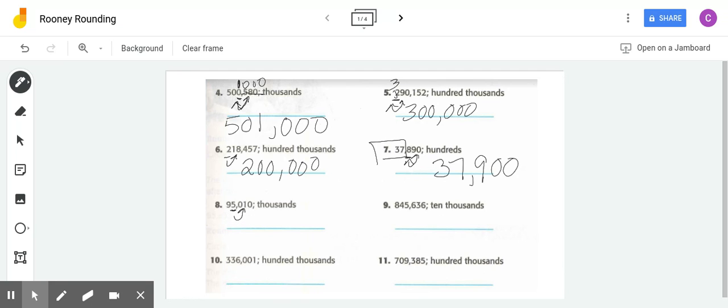Okay, so here's the thousands. I'm looking to the next door. 1, 2, 3, 4. Well, it's a 0, so that actually would fit. So all of these become zeros, and that stays the same.